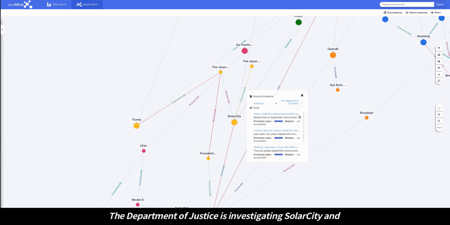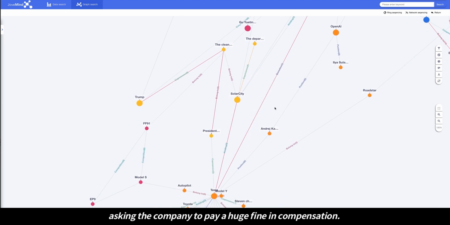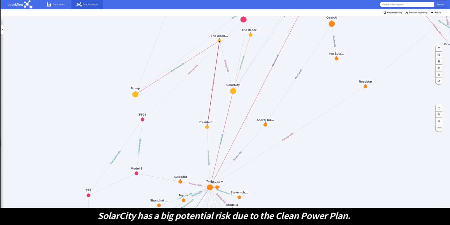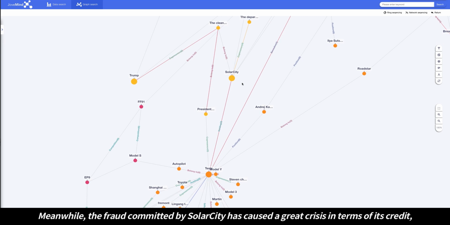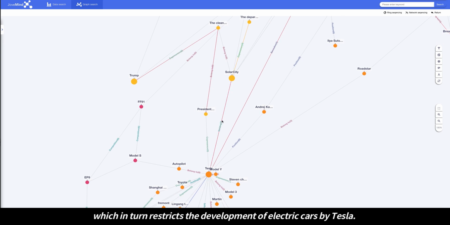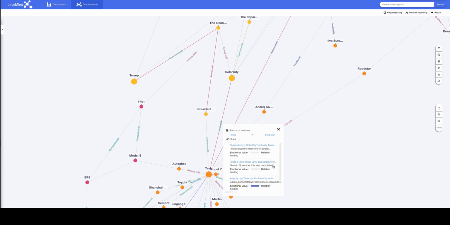The Department of Justice is investigating SolarCity and asking the company to pay a huge fine in compensation. SolarCity has a big potential risk due to the Clean Power Plan. Meanwhile, the fraud committed by SolarCity has caused a great crisis in terms of its credit, which in turn restricts the development of electric cars by Tesla.